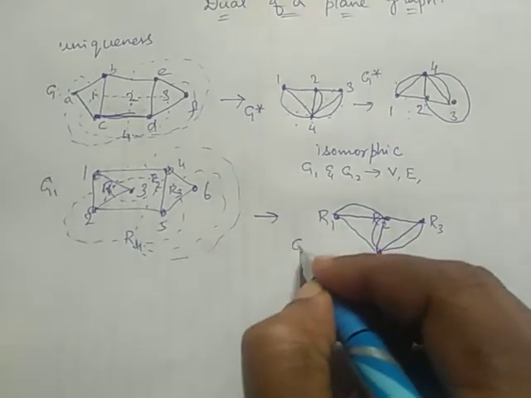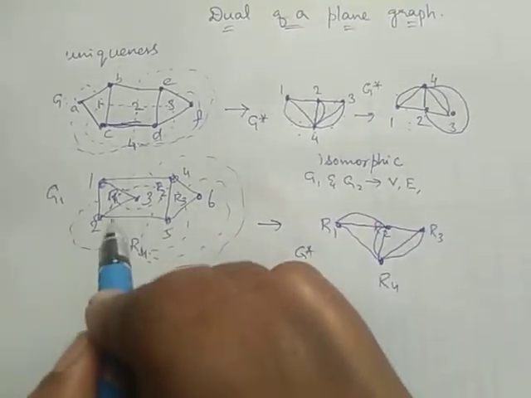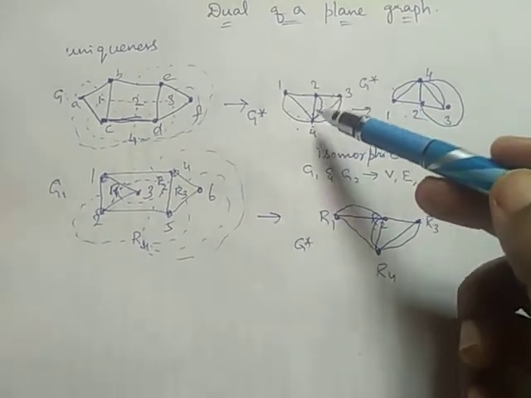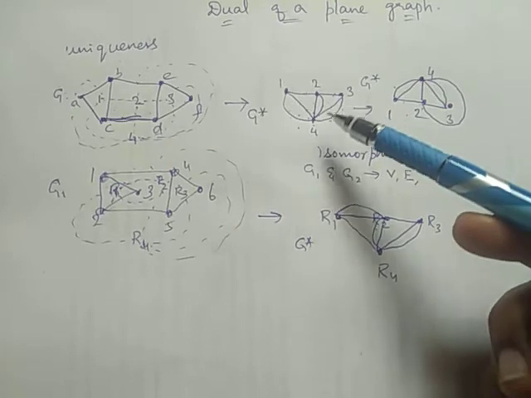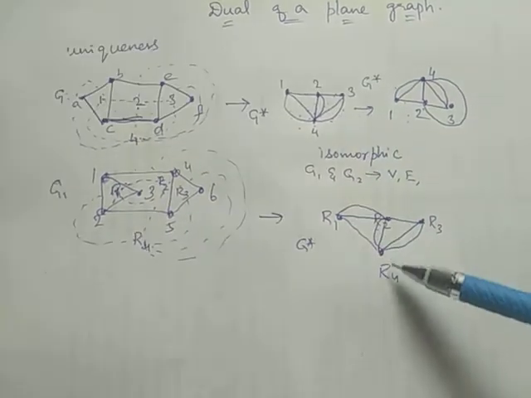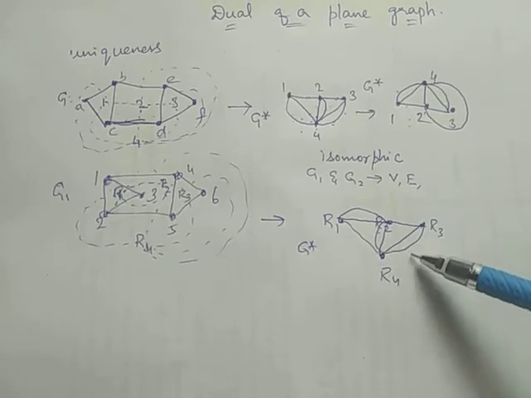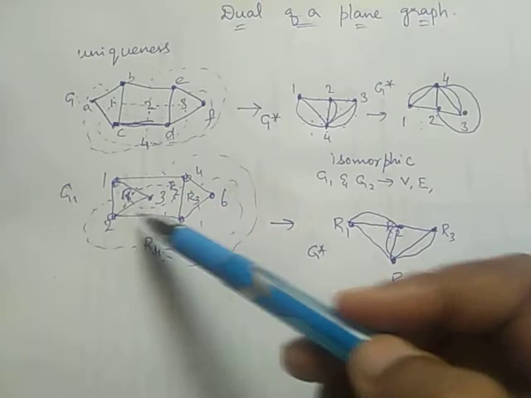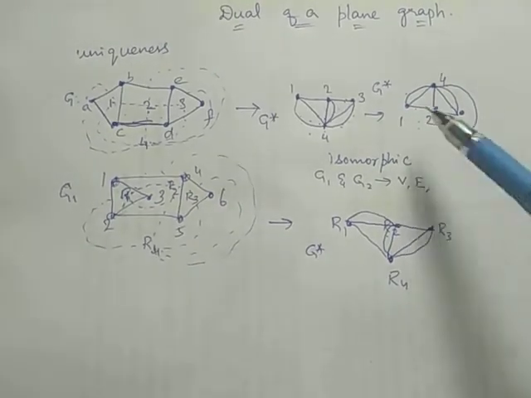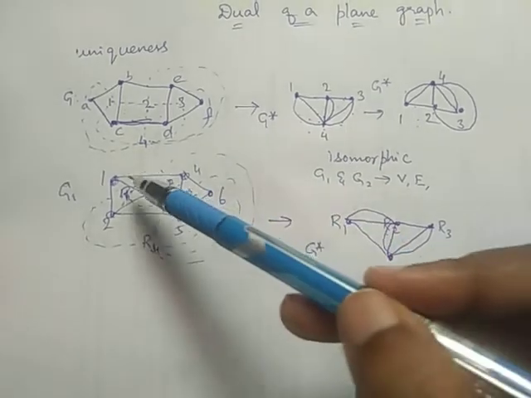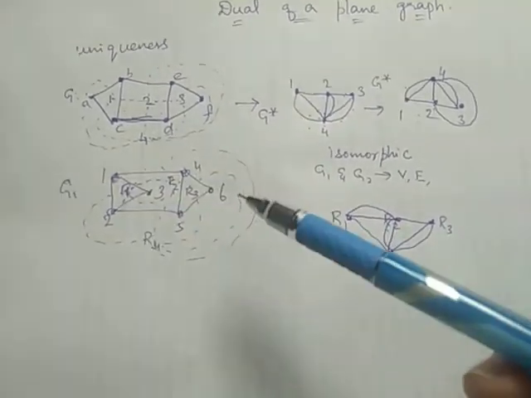So this is the geometric dual of this graph G, but this geometric dual is not isomorphic to G star, because here R4 has degree 6, but here it has degree 5. Even though G and G1 are isomorphic to each other, these duals are not isomorphic to each other, because it depends on the way we draw the graph.